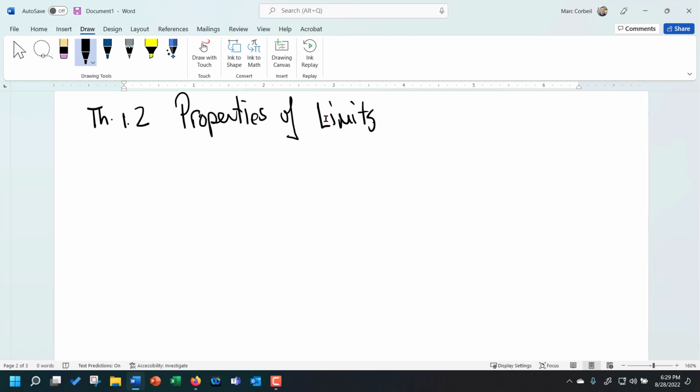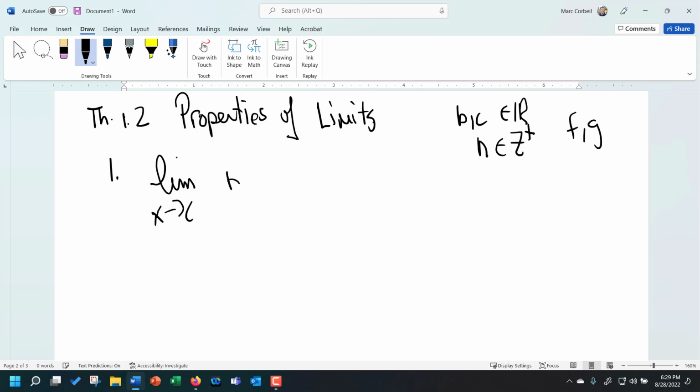Okay, you can see that in your book very easily. So there's basic ones. First of all, if you take b, c elements of real numbers, n is an integer, we said, and f and g are functions. So basically the first one is going to be the limit as x goes to c of b times f of x. So it's just a constant value times f of x, and that one is going to be simply the b coming out.